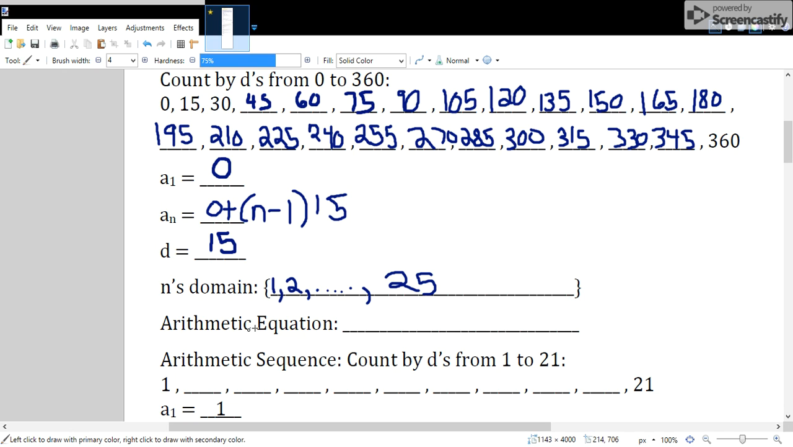Okay, our arithmetic equation is the same thing as a of n up here. Let's make it a little bit more standard though. So we'll have a of n equals 15 times parentheses n minus 1. We don't need to put that 0 there because if we add 0 to anything, it's that same number.